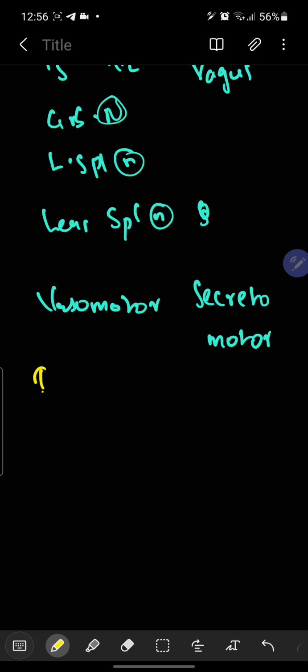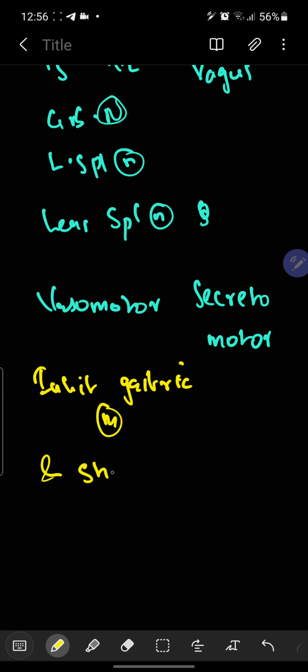The sympathetic inhibits gastric muscle and stimulates the pylorus part. Whereas the parasympathetic stimulates gastric muscle and inhibits the pylorus region. So these are the sympathetic and parasympathetic parts.